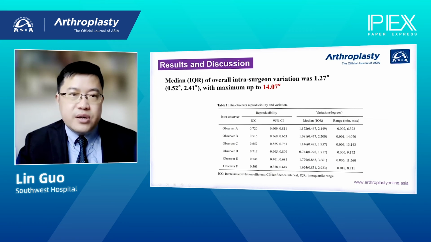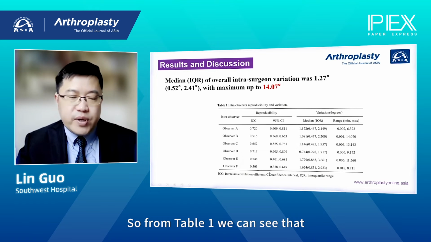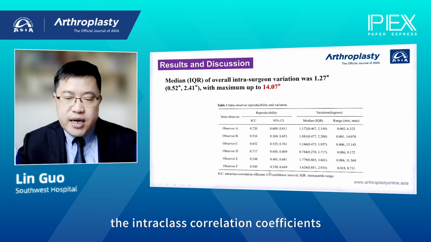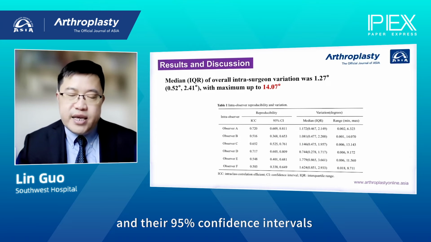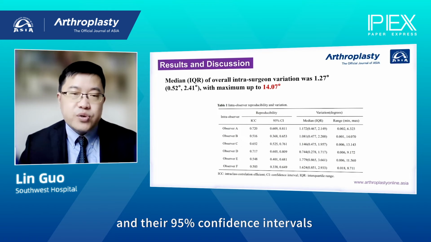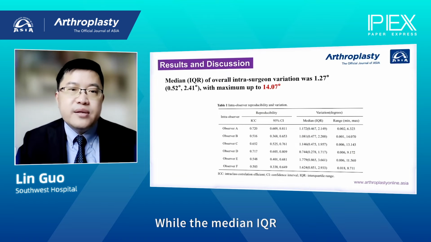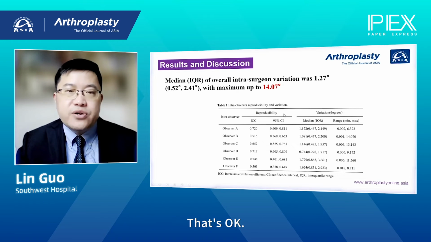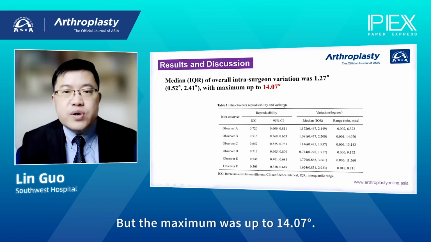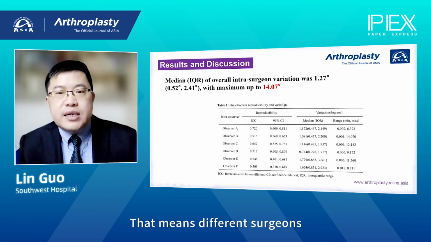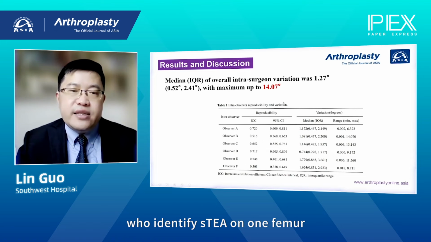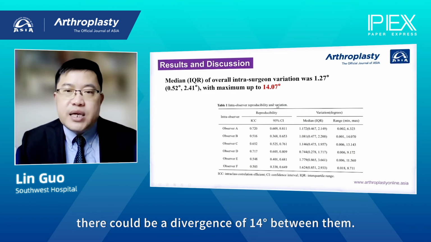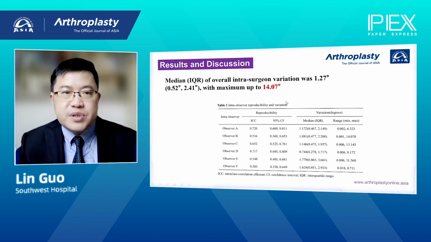From this table 1, we can see that to evaluate reproducibility, the intraclass correlation coefficients and their 95% confidence intervals were calculated, while the median IQR of overall inter-surgeon variation was 1 point. That's okay. But the maximum was up to 14 degrees. That means when different surgeons identify the STEA on one femur, there could be a divergence of 14 degrees between them.